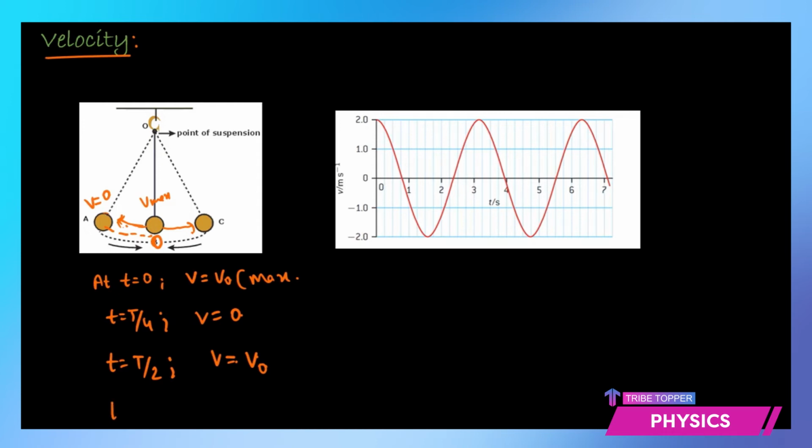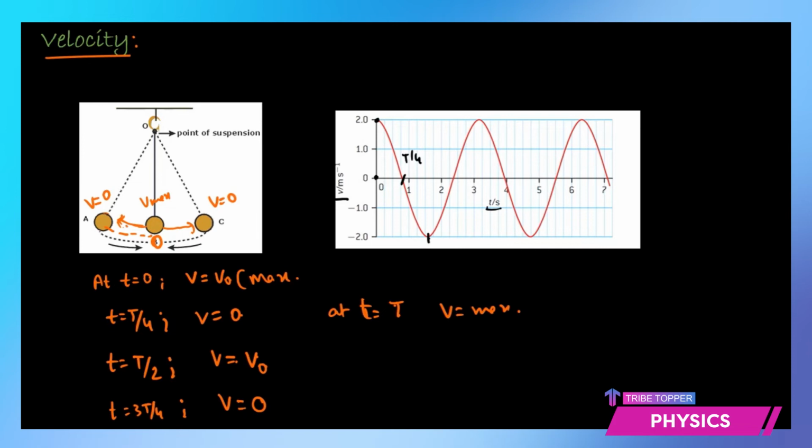So therefore at 3T/4, your velocity becomes 0 again, and eventually when it becomes 0 again, it falls back, and at t is equal to T, you have again the velocity as maximum. So if you're going to plot this on the graph, that is velocity on the y-axis versus t on the x-axis, we would find that at t is equal to 0, you have a maximum velocity. At T/4, you reach a 0 velocity at the extreme position. Then at half time interval, you reach back at the equilibrium position.